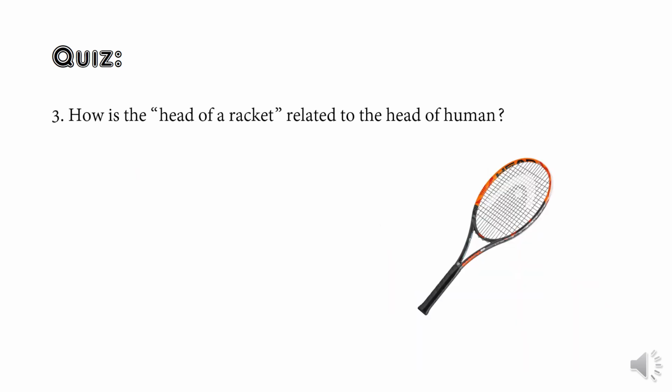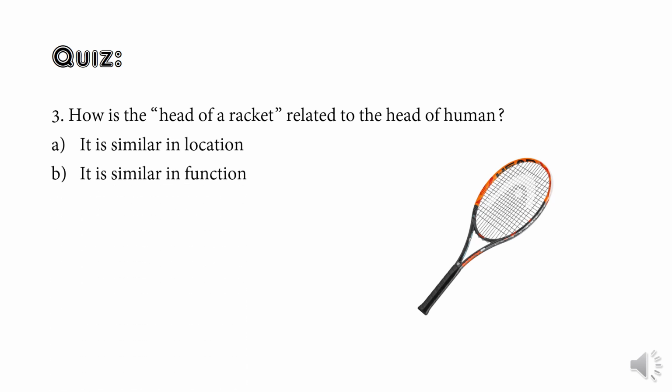What about this one? How is the head of a racket related to the head of a human? It is similar in location. It is similar in function. It is similar in shape. If you think that it is similar in shape, you are right. But if you think that it is also similar in location, you are also right. In some cases, some of the words share two types of similarities.